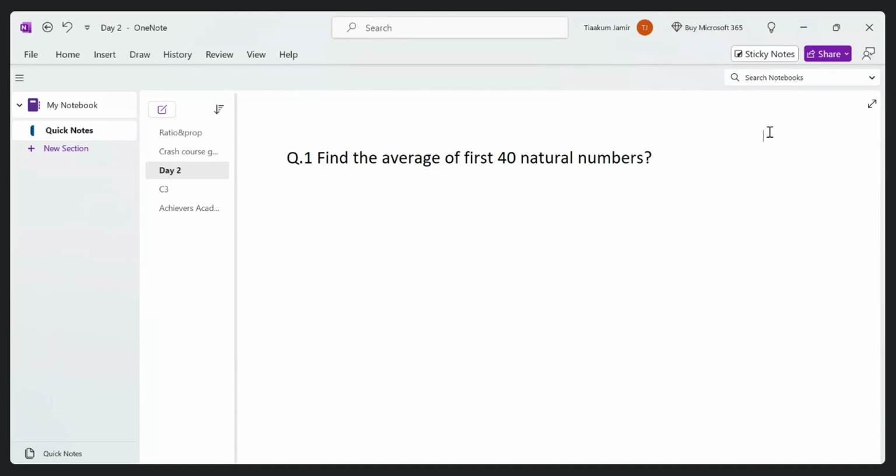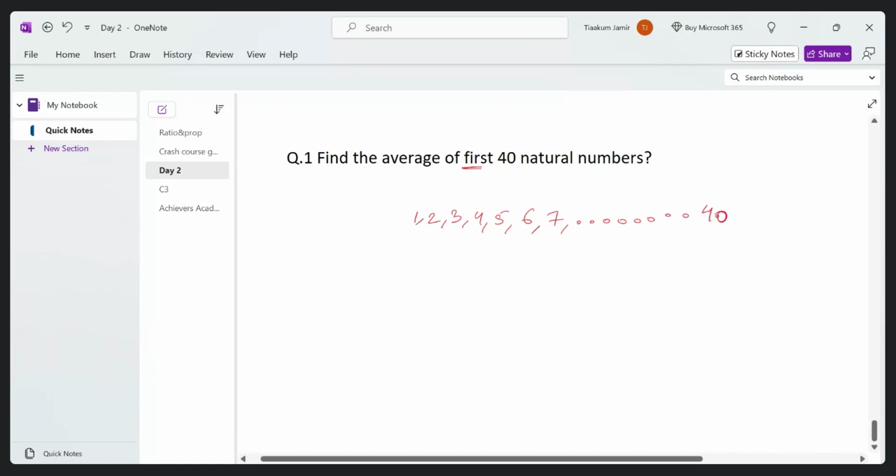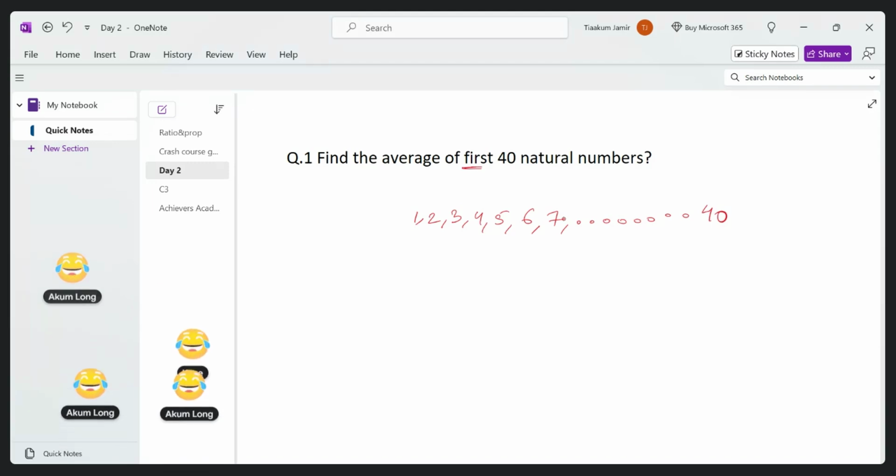Whole numbers start from 0. So the first 40 natural numbers mean 1, 2, 3, 4, 5, 6, 7, 8, 9, 10, 20, 21, and so on till 40. Now if we follow the average formula, average is the sum of observations divided by the number of observations. Who will waste our time adding all the 40 numbers? So in this case, you follow this method to find the sum of observations.